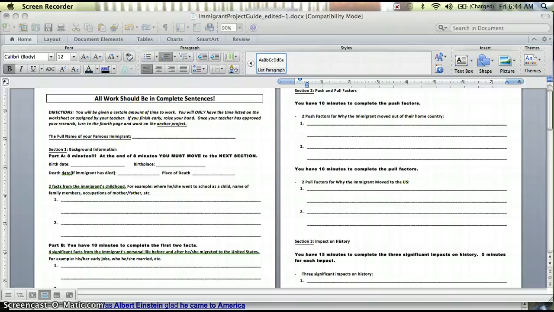Our goal for today is to determine the push and pull factors of our famous immigrant and what impact our famous immigrant had on history. To research further Albert Einstein, I go back to Google.